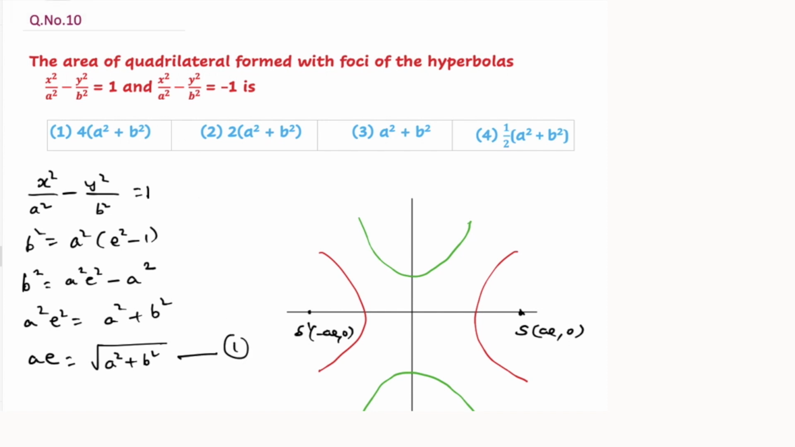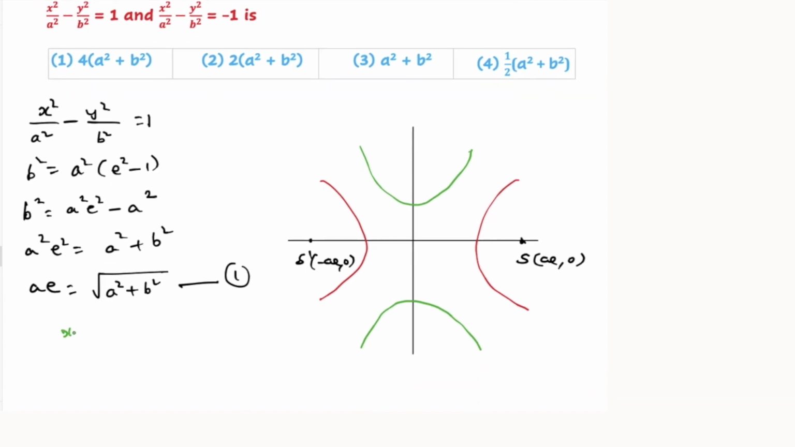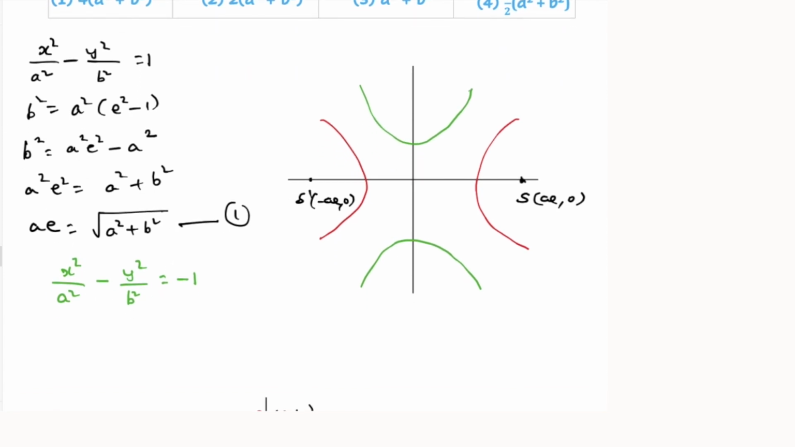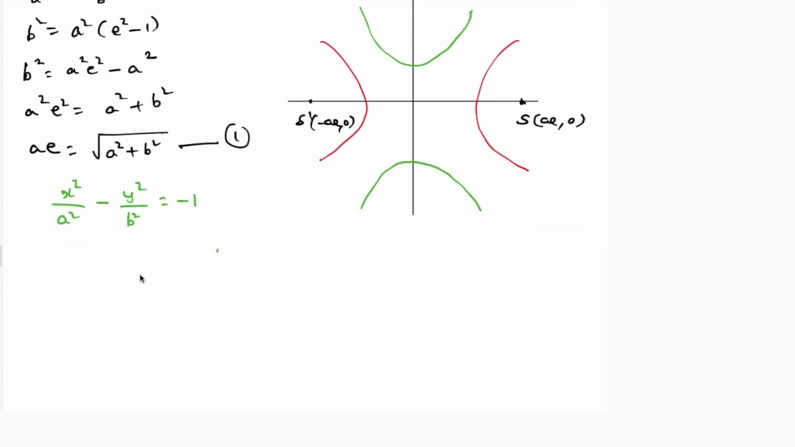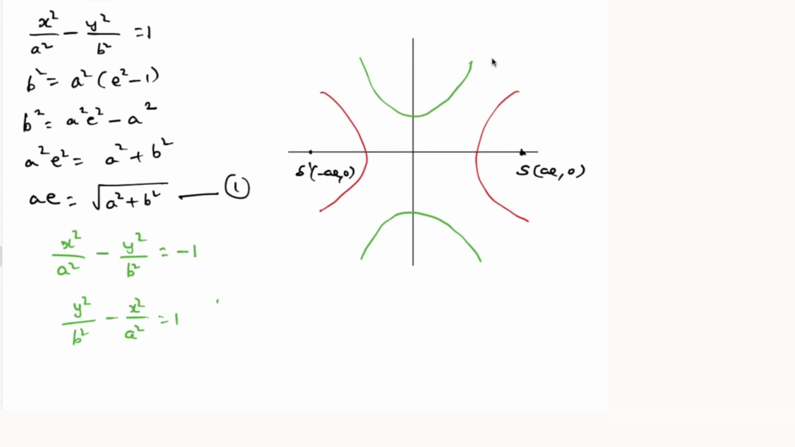Now see the second hyperbola, x square by a square minus y square by b square is equal to minus 1. But on the right side, I want plus 1. So what do you do? Change the sign throughout. When you change the sign, the negative term becomes positive, right? So you get y square by b square minus x square by a square equal to 1. This is the second type hyperbola because it starts with y, the green one I have drawn here, right?